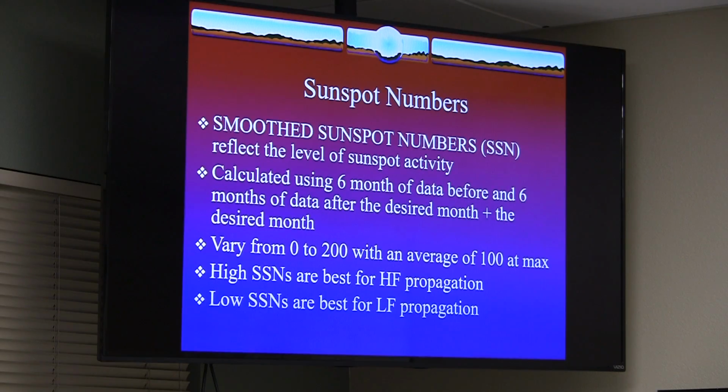And there's a sunspot number. This is a smoothed number, which means they average how the sun has been going over a period of time, usually months. It talks about the amount of sunspot activity, the level of activity. Has the sun been pretty quiet? Has the sun been pretty active? It's calculated using 6 months of data before and 6 months of data after the desired month.